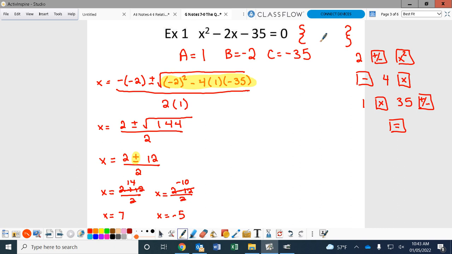You can't put parentheses. It'll be marked wrong, guys. Sets are done with braces. You've got to make sure you have those. And when you list elements in a set, you list them from least to greatest. So it's going to be the -5 first, then the 7. -5, then the 7.